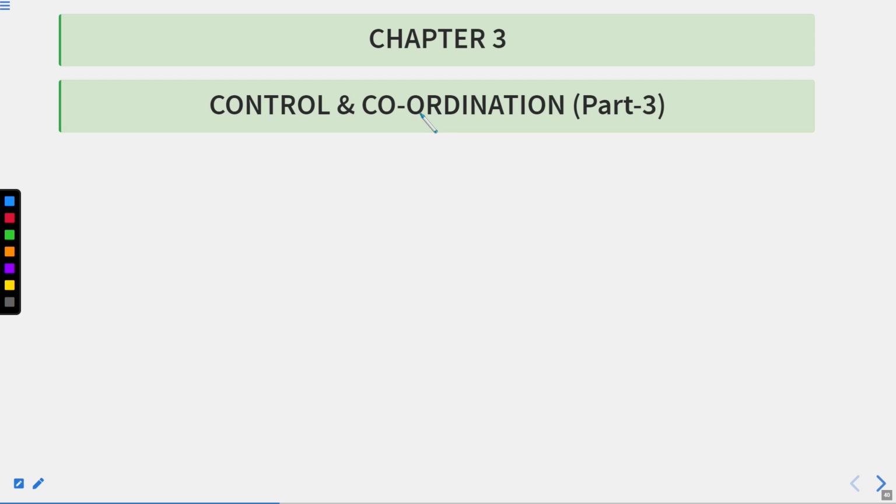How can we define coordination? There should be coordination between the different organ systems, then only a particular process can be carried out in the living organisms. Then we studied about the coordination in plants. We studied some of the terms such as phototropism, photoperiodism, as well as vernalization. Then we studied the differences between phototropism and photoperiodism, and some other differences we also saw.